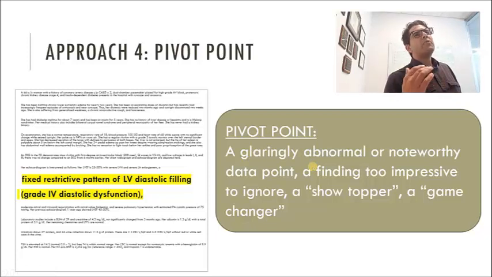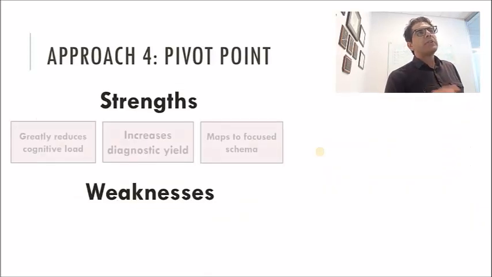It's a glaringly abnormal or noteworthy data point, a finding that is too impressive to ignore, or what I'd call a showstopper, a game changer, something that you're like, hold on, hold the horses, hold the phone. We have to figure out why this patient has restrictive cardiomyopathy before we go any further. And there are clearly some strengths to this, right?